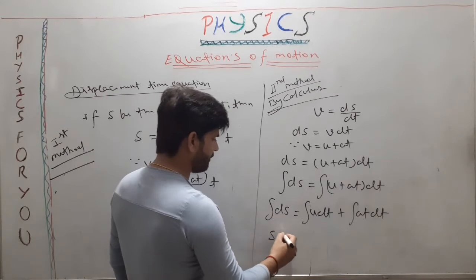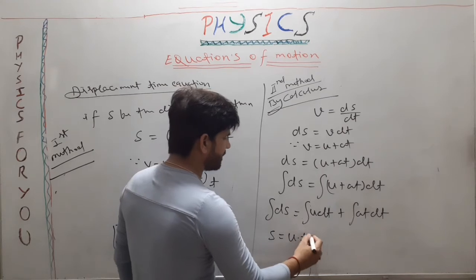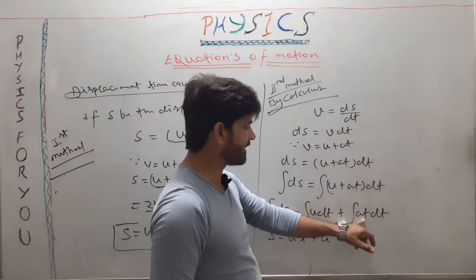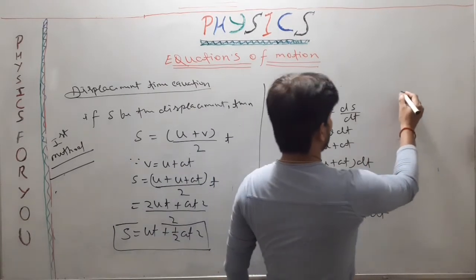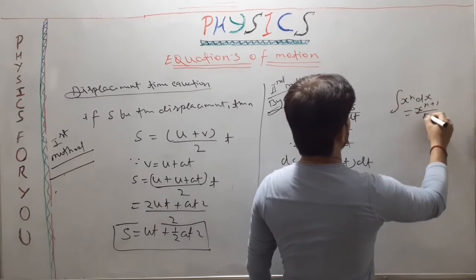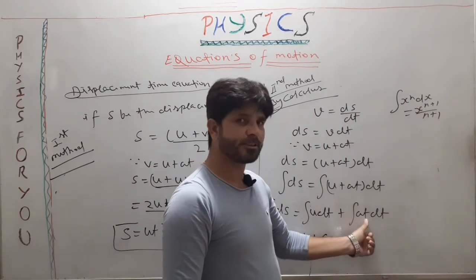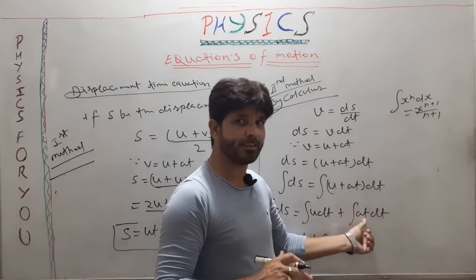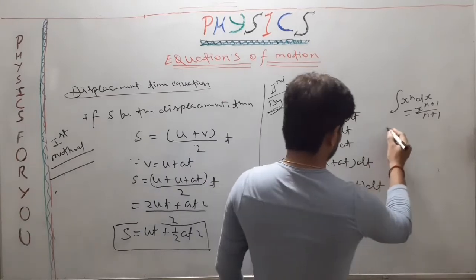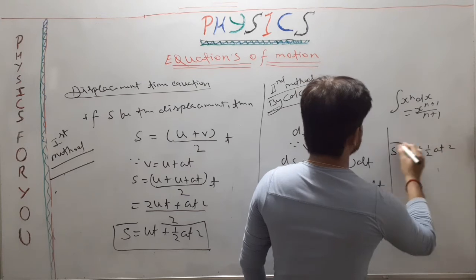The integration of df is f, the u is taken outside, initial velocity is fixed, the integration of dt is t plus the a is taken outside because it is uniform, and integration of t dt. So as the formula of integration, x to the power n dx is equals to x to the power n plus 1 upon n plus 1. So using this formula here, t to the power 1 plus 1 means t square divided by 1 plus 1 means 2. So this is at square upon 2. Finally it can be written as f equals to ut plus half at square.